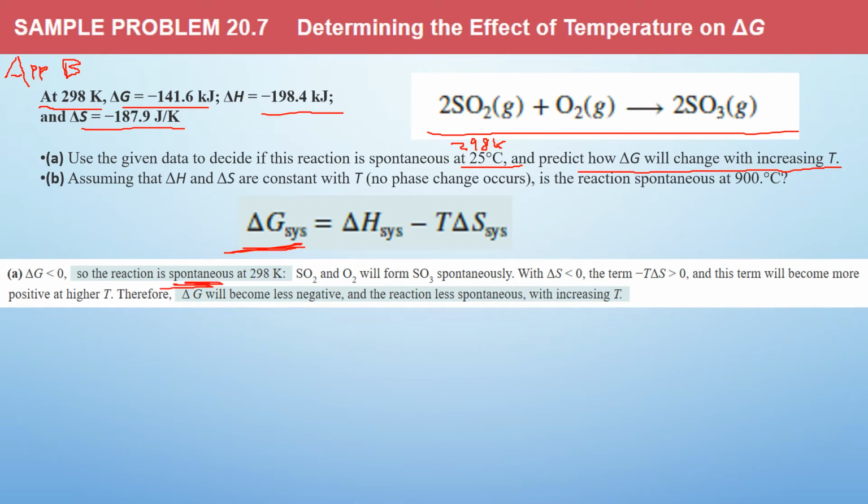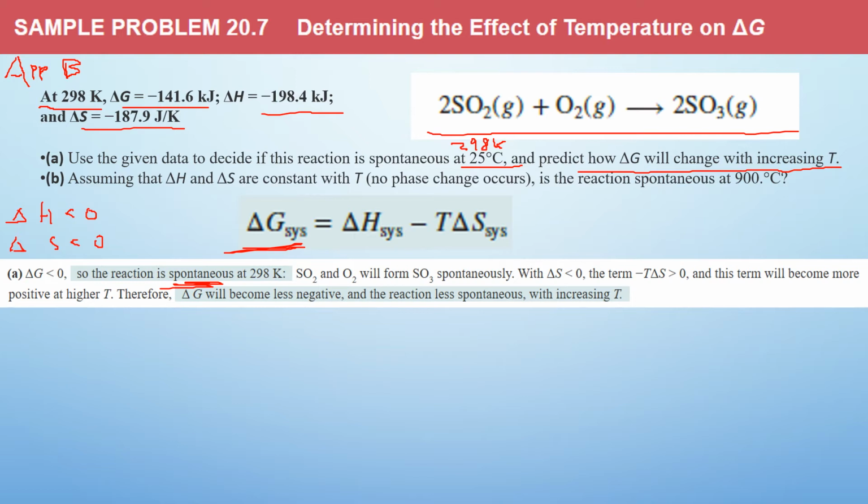So how does it change with an increasing temperature? You can refer to the table in the previous slides. You have a negative delta H and a negative delta S, so they're both negative. When delta H is negative and delta S is also negative, remember a higher temperature will make the delta G more positive, so less negative or more positive.